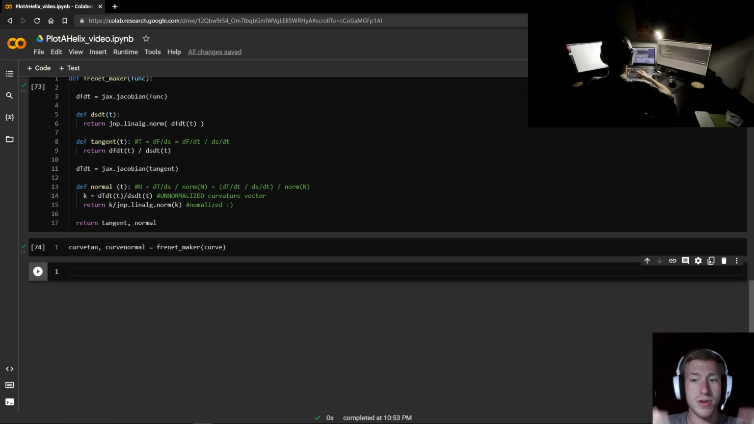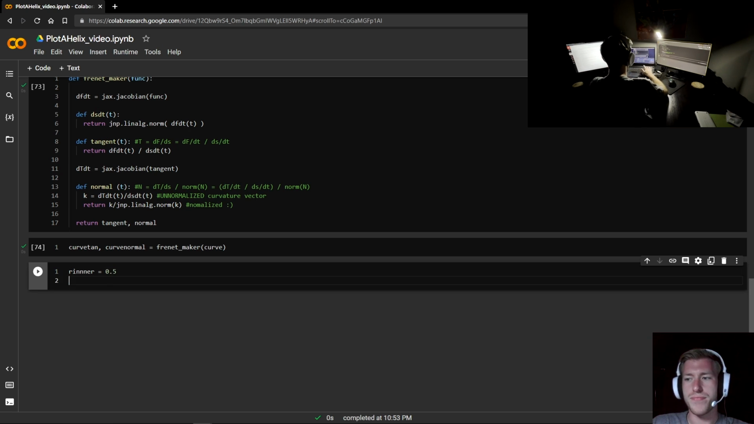So the first thing we're going to need is we're going to know the radius. How far away from the center curve are we trying to put our spokes? So I'm going to just call that R inner, Rinner, and I'm going to set that equal to 0.5 because that's just the value we've been given to work with.